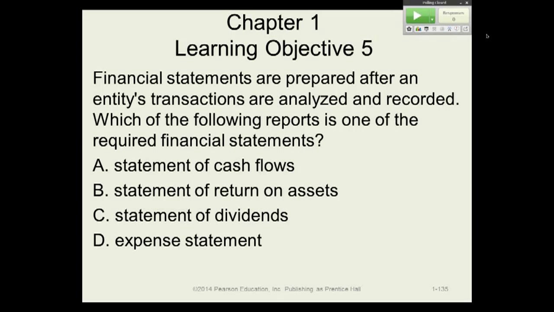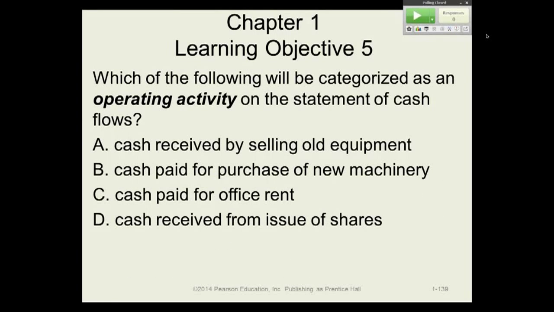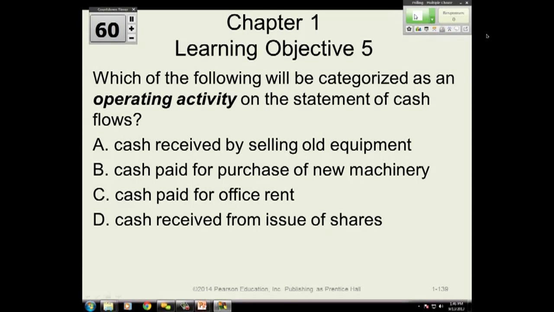All right. Now the rest of these, I'm going to move ahead. What I want to do is focus on, if you go to the statements. All right, so here's what I'm going to do. I want to make sure that you understand the statement of cash flows. The other questions are pretty straightforward. They ask you the order of preparation. That's not a big deal. All right, so here's what I want to know. Which of the following are operating activities? So which of the following is an operating activity? All right, so is it cash received from selling off old equipment, purchase of machinery, office rent, or cash received from the issuance of new shares?